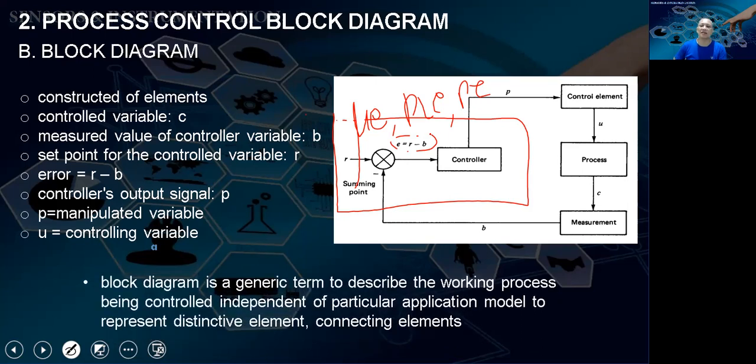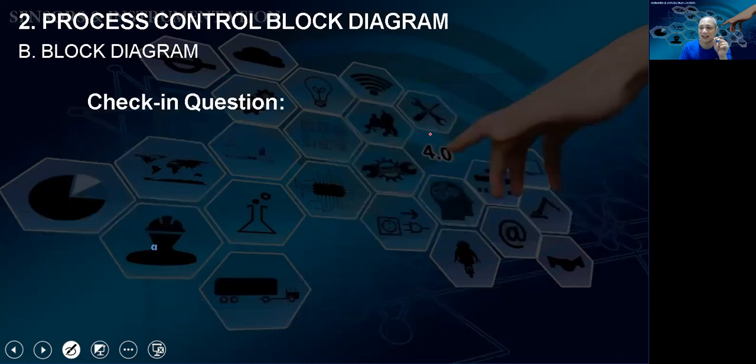The block diagram is a generic term to describe the working process being controlled, independent of a particular application, a model to represent distinctive elements and connecting elements. So we are making a separation, or what shall I say, a compartmentalization of each of these elements and how they function and how they relate and connect to each other. And each of them is distinct.